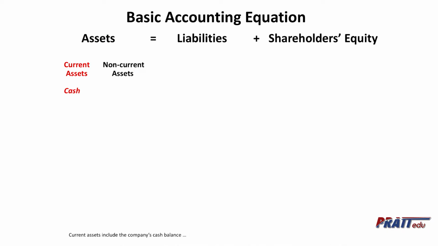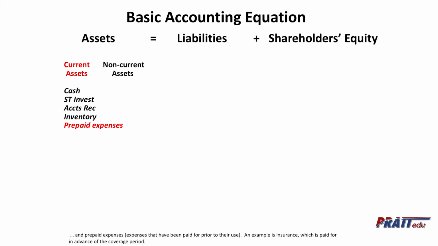Current assets include the company's cash balance, short-term investments, investments expected to be converted into cash relatively soon, accounts receivable, dollar amounts expected from customers for whom services have been rendered but who have not yet paid, inventory, the cost of merchandise or products awaiting sale, and prepaid expenses, expenses that have been paid for prior to their use. An example is insurance, which is paid for in advance of the coverage period.